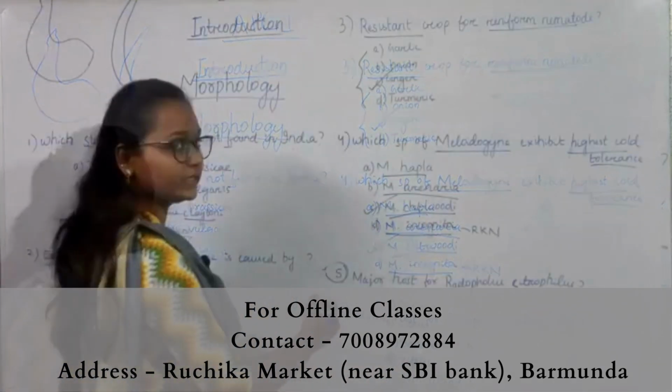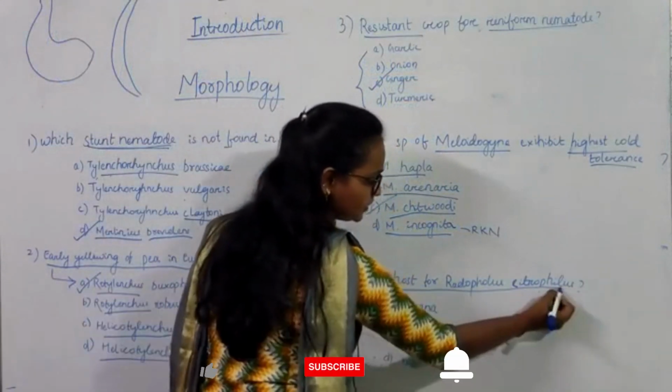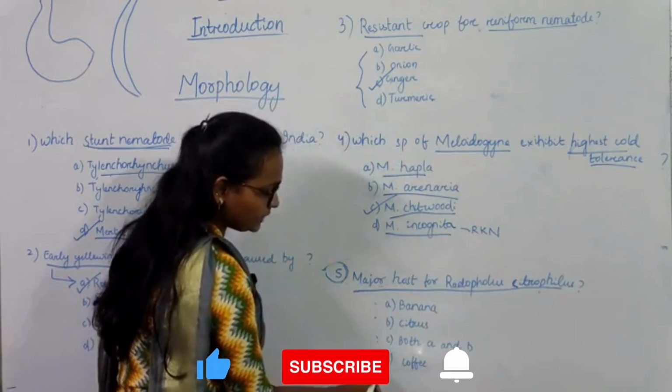Last question is, which is the major host crop for Radopholus citrophilus? First option is banana, second is citrus, third is both A and B, and then coffee.